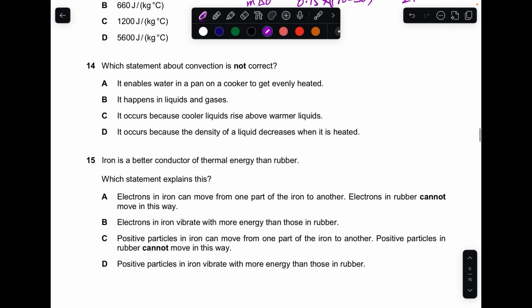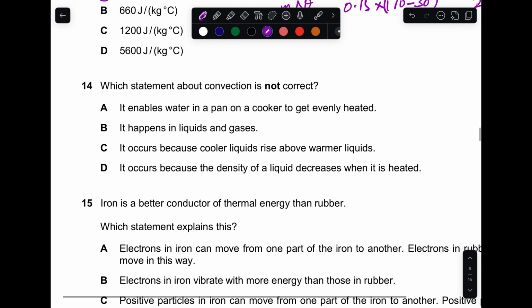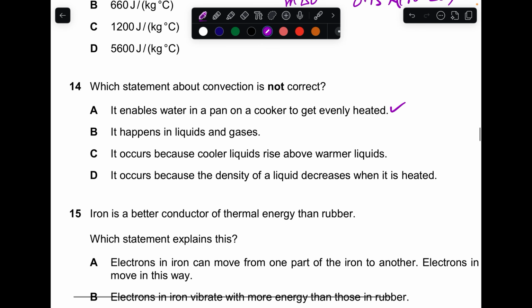In question 14, which statement about convection is not correct? It enables water in a pan on a cooker to get evenly heated. This is true. Convection causes the heat to spread inside the fluid. It happens in liquids and gases, yes. It occurs because cooler liquid rises, no. Cooler liquid sinks and warmer liquid rises. So this is incorrect, that we have to choose.